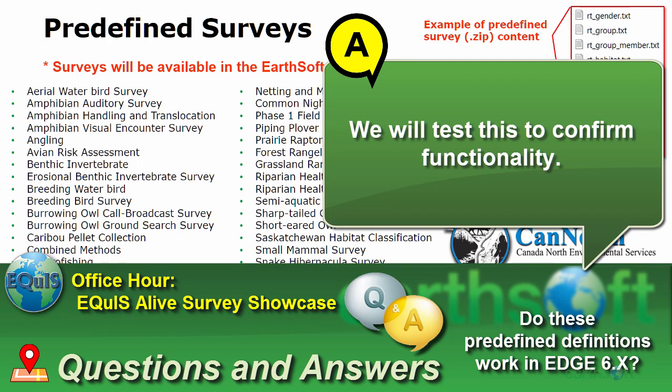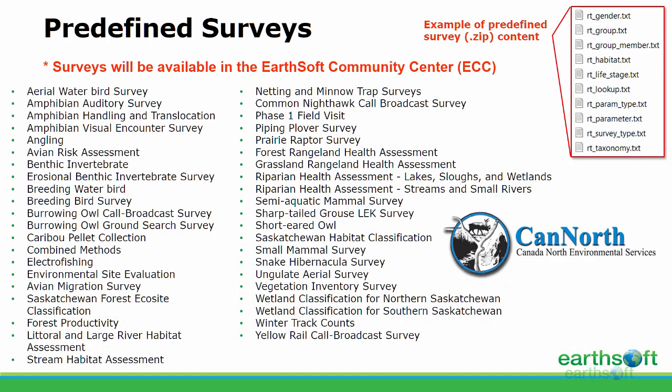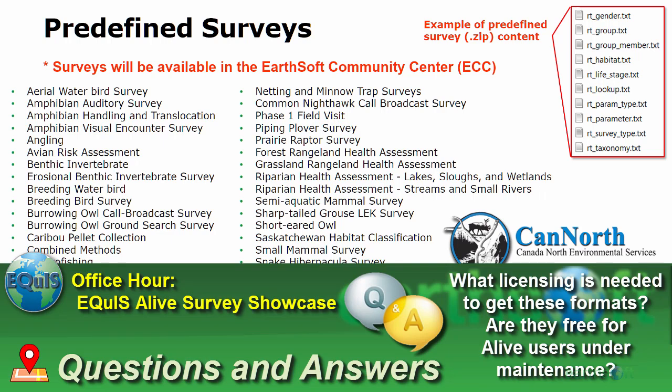All right. I don't see any other questions. So if there aren't any questions, I do want to take the opportunity to thank Caleb for the presentation. It's really interesting to see all of the new various forms that are going to be available here in EQuIS 7 very soon. It looks like we've got one more, and it's asking what licensing is needed to get these formats. Are they free for Alive users under maintenance?